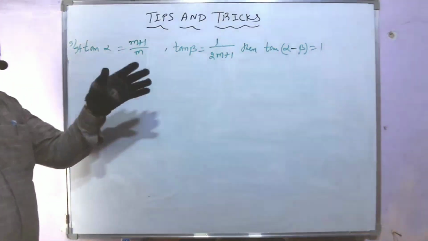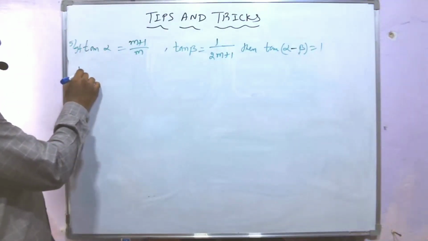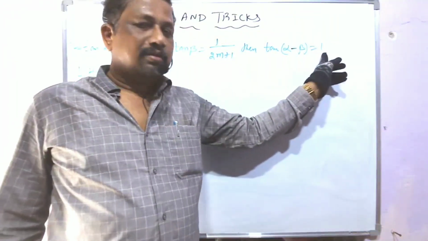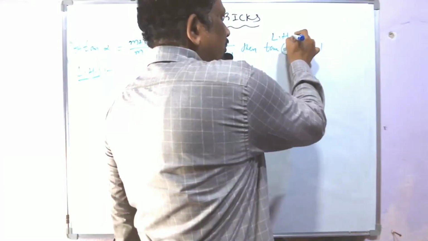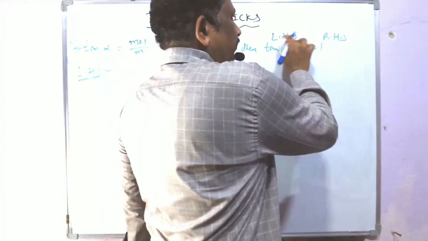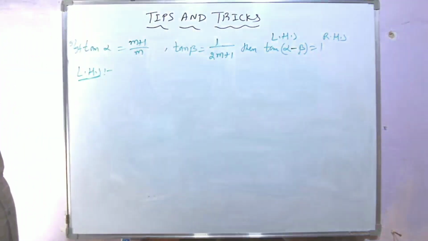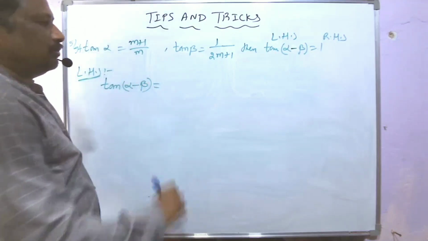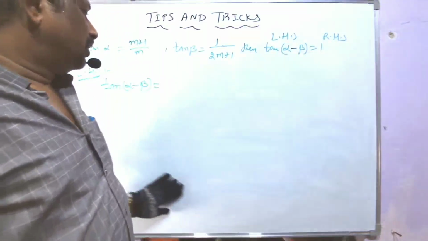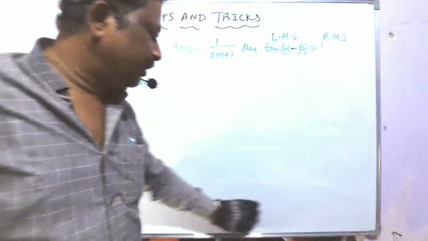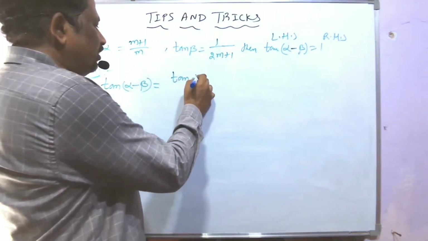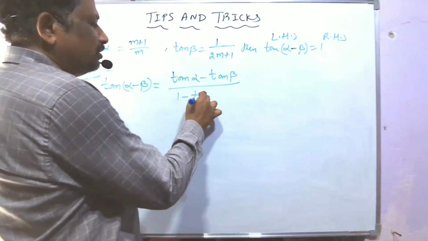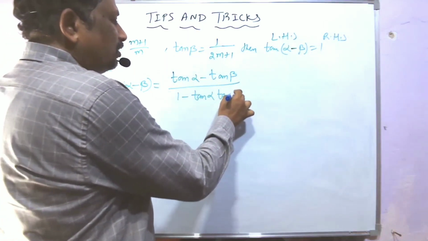Now take LHS and RHS. So what is LHS here? Tan alpha minus beta is the LHS. RHS is 1. This is RHS. Left hand side, right hand side. Now it's equal to. So LHS what we are taking? Tan alpha minus beta. So tan A minus B form. So that is tan A minus tan B divided by 1 minus tan A into tan B. So tan alpha minus tan beta divided by 1 minus tan alpha into tan beta.